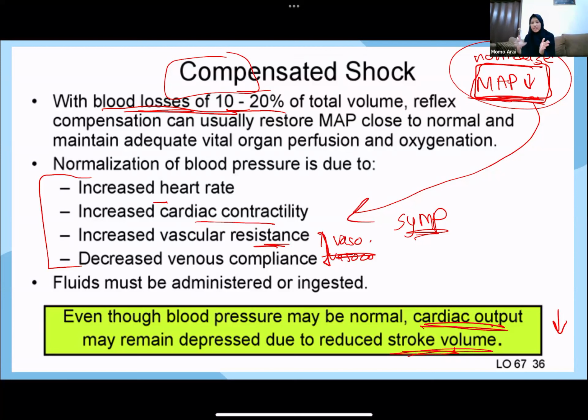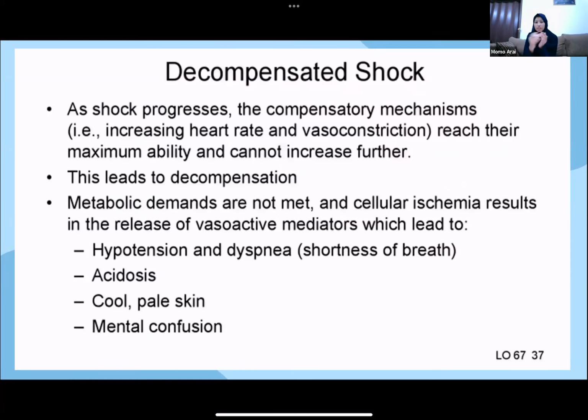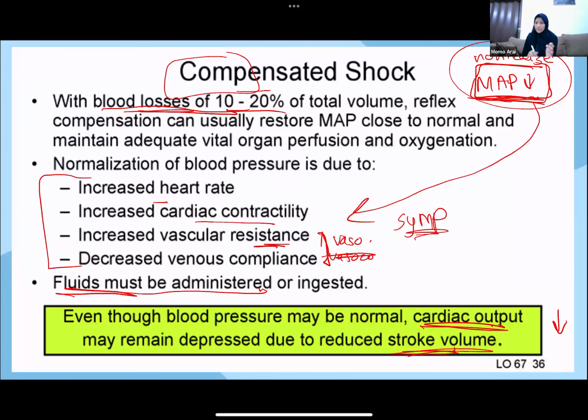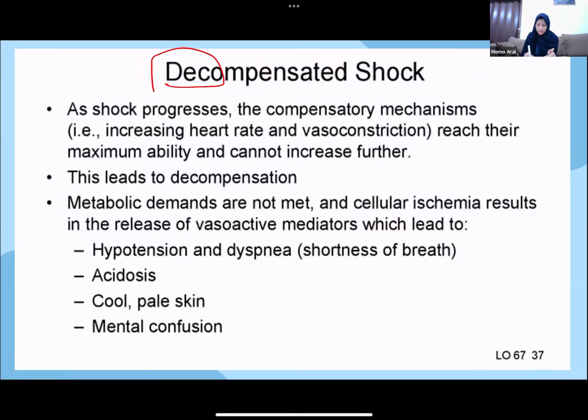If the shock keeps getting worse, if you still lose volume and they don't give you fluids, you can see here that fluids must be given, right? Even if you're in compensated shock. If fluids are not given, if you're losing more volume and your heart is failing, all these mechanisms cannot keep up anymore, all these four cannot keep up, then you go into decompensated shock. That means your MAP is not kept normal anymore, it's decreasing. Your body can't keep it up.